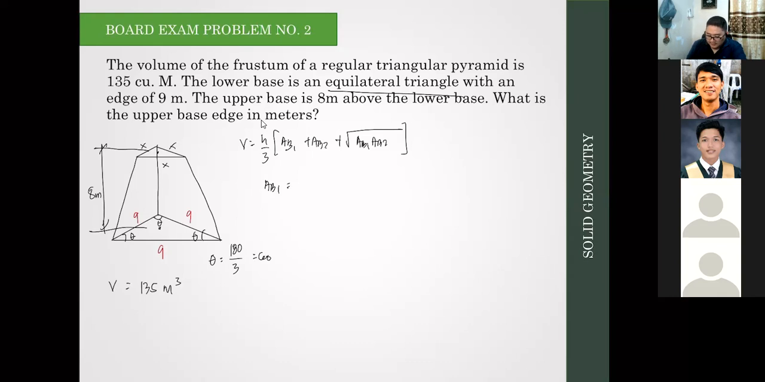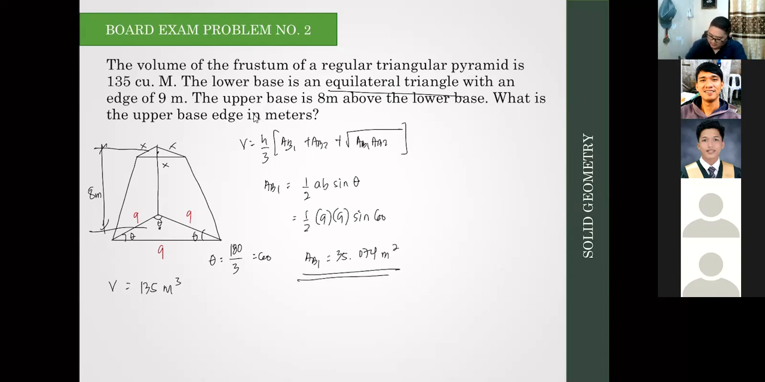And kapag triangle, meron tayong formula kapag meron tayong 2 sides. Okay? And included angle. Meron tayong formula last time na 1/2 yung side A, side B, tapos sine ng theta between them. Okay? So, substitute natin 1/2 9 times 9 sine 60. So, yung AB1 natin is equals to 0.5 times 9 times 9 and sine 60. So we have 35.074 meter squared. Okay? So ito yung AB1 natin.